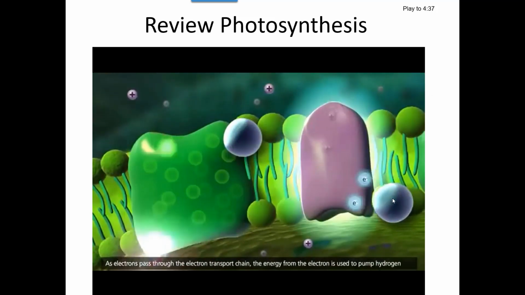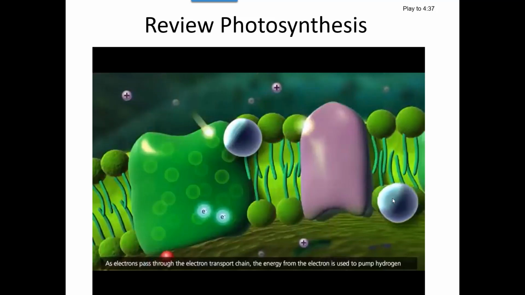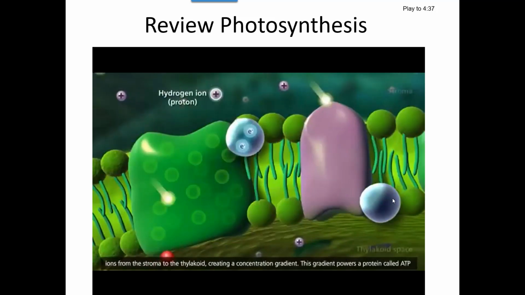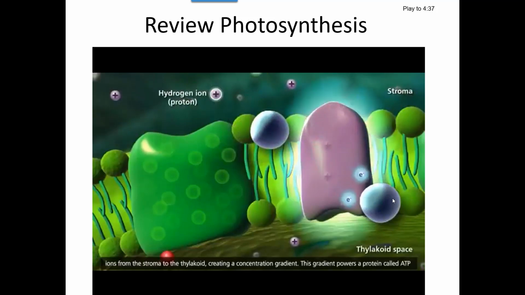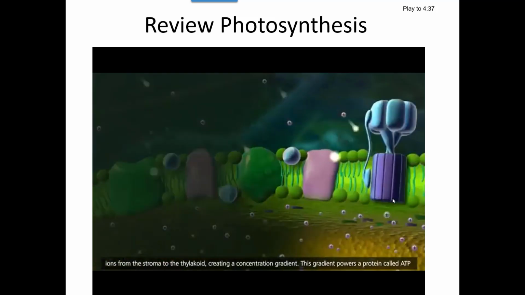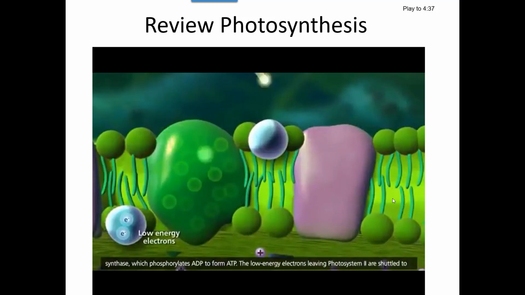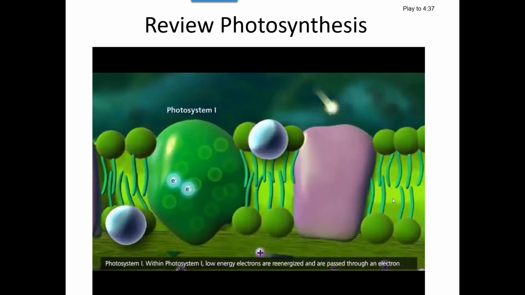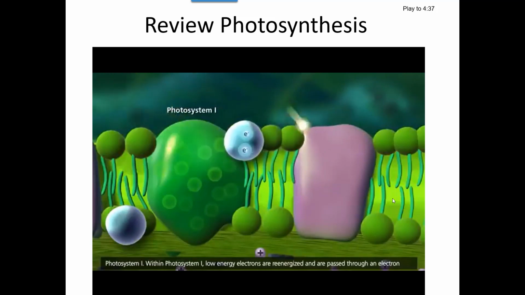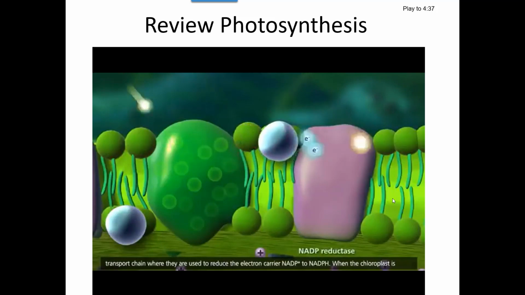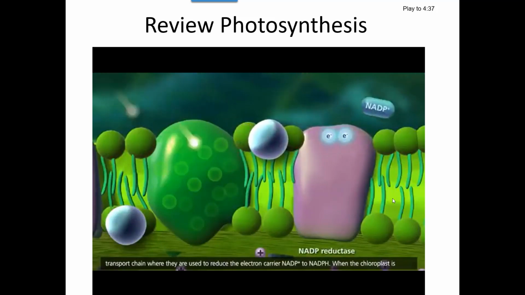As electrons pass through the electron transport chain, the energy from the electron is used to pump hydrogen ions from the stroma to the thylakoid, creating a concentration gradient. This gradient powers a protein called ATP synthase, which phosphorylates ADP to form ATP. The low-energy electrons leaving photosystem 2 are shuttled to photosystem 1. Within photosystem 1, low-energy electrons are re-energized and are passed through an electron transport chain where they are used to reduce the electron carrier NADP+ to NADPH.